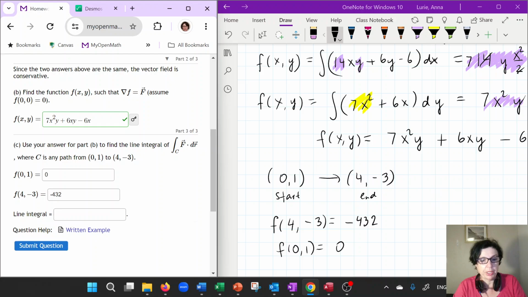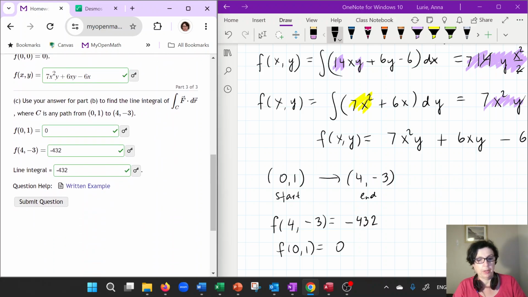But then what you do is you take the ending value and subtract the starting value, which of course in this case is just going to be negative 432. Now, if you're wondering if work can be negative, the answer is yes. If the force is in the opposite direction to the motion, it is possible that the work will be negative. But we are done here.